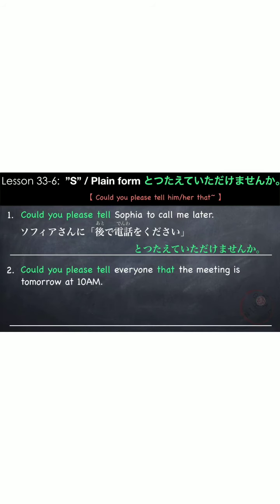Another example, could you please tell everyone that the meeting is tomorrow at 10 a.m.? みんなに会議は明日の10時だ. So here, instead of saying 10時です, です becomes だ to make it into plain form. Followed by と伝えていただけませんか? みんなに会議は明日の10時だと伝えていただけませんか?